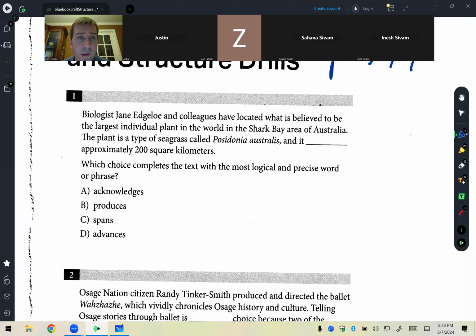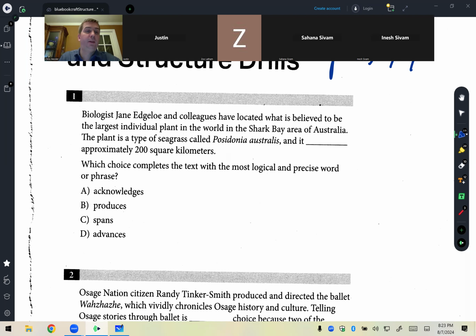Biologist Jane Edgelow and colleagues have located what is believed to be the largest individual plant in the world in the Shark Bay area of Australia. The plant is a type of seagrass called Posidonia australis, and it blanks approximately 200 square kilometers.